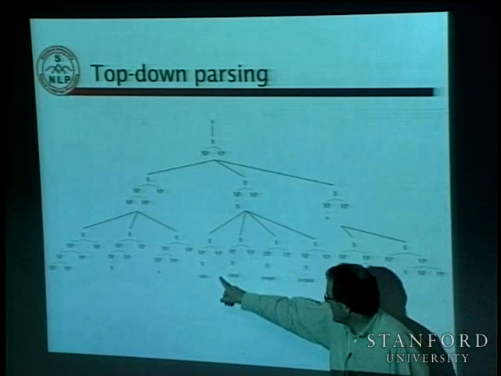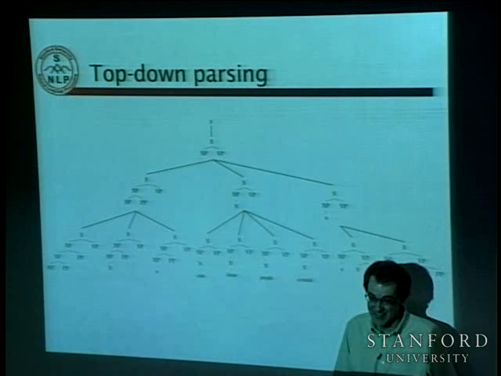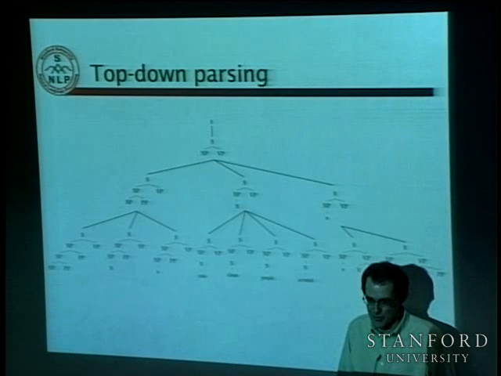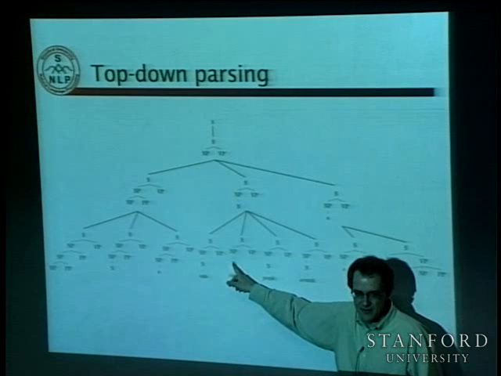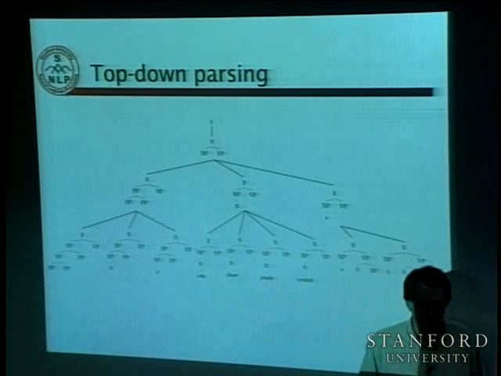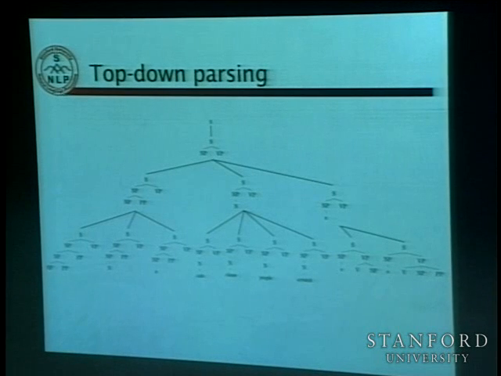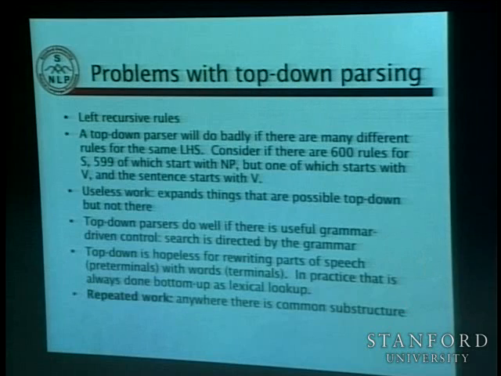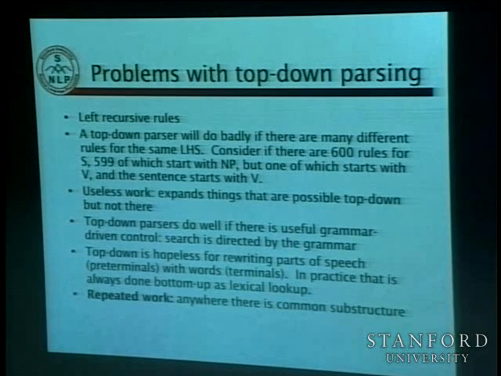Actually running top-down until you actually produce words is obviously horrendously inefficient. No one ever did that. People would top-down parse until you got to pre-terminals, and then you do dictionary lookup to see, okay, can the first word in the sentence clause be parsed as a noun or something like that? Okay, so top-down parsing has various problems.